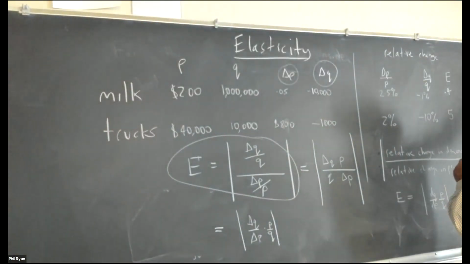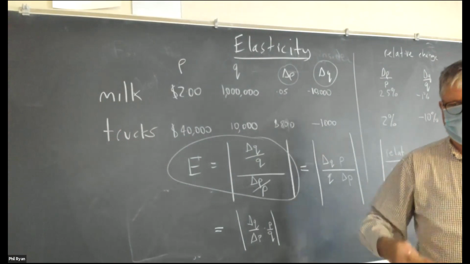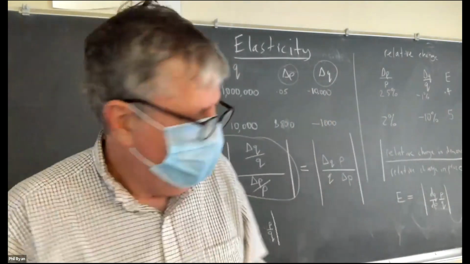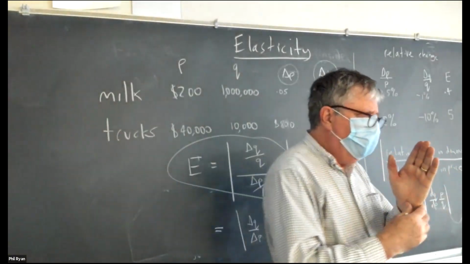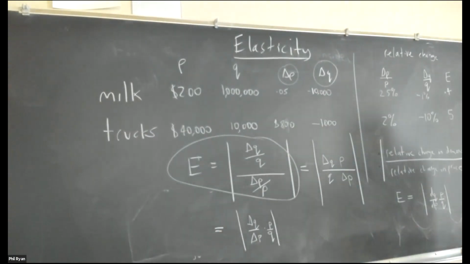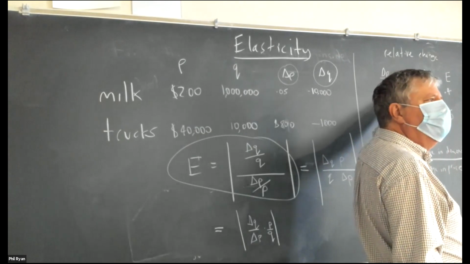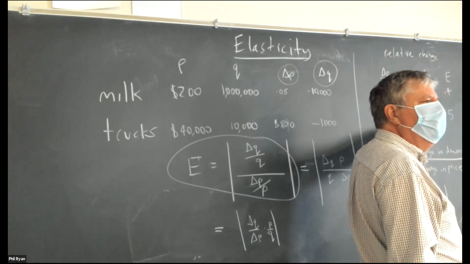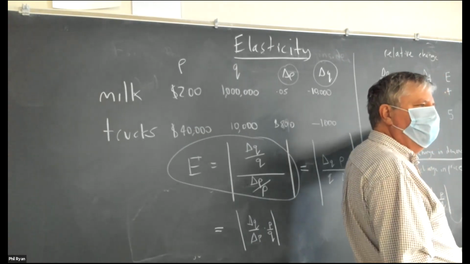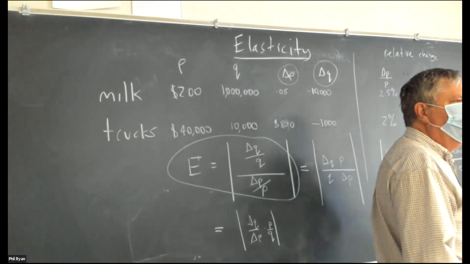So actually, I should put a minus sign here, right? Because price and quantity are always negatively linked. Okay, so we can see that E equals 1 is kind of like a dividing line between two kinds of goods. We've got these kinds of goods where changes in price are not going to cause much change in demand. And we've got goods like this where changes in price lead to big changes in demand. Okay? And it all depends upon what the value of E is.